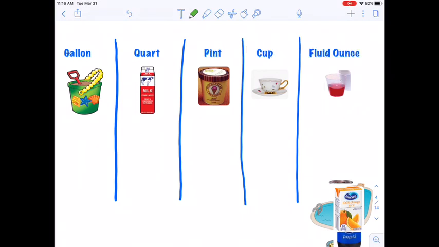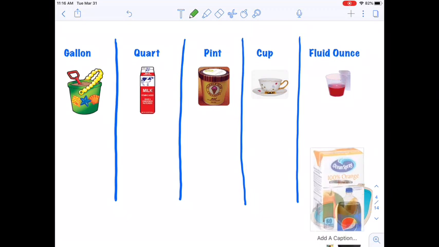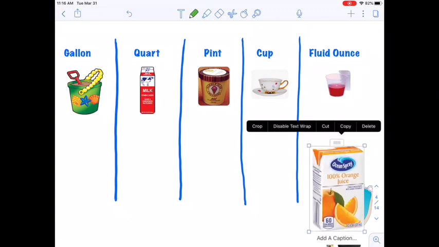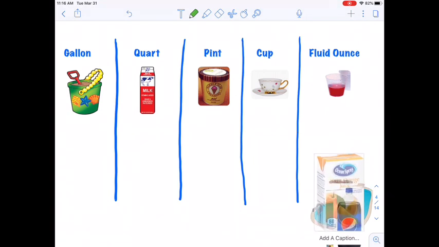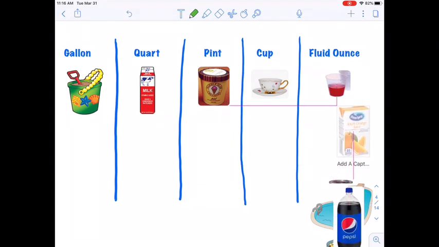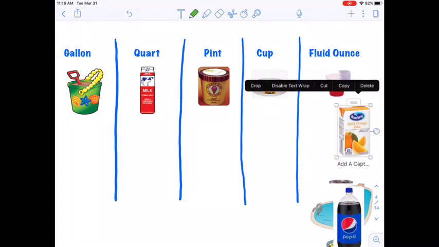So now let's see if we can sort out a few things. Let's start with our juice box. Our juice box says right on it in the bottom right-hand corner that it's measured in fluid ounces. It's smaller than a cup, so we use fluid ounces to label its measurement.